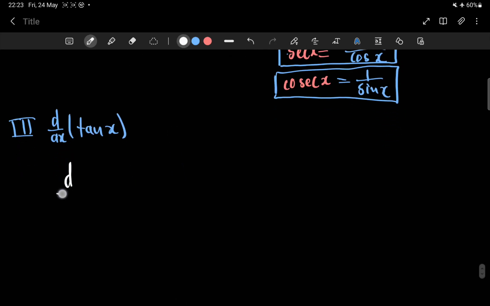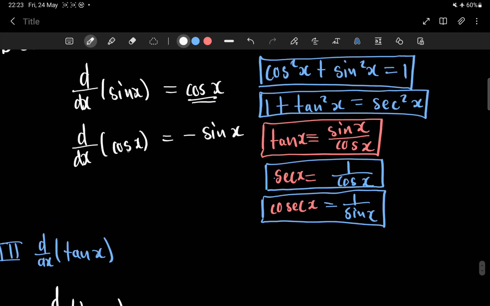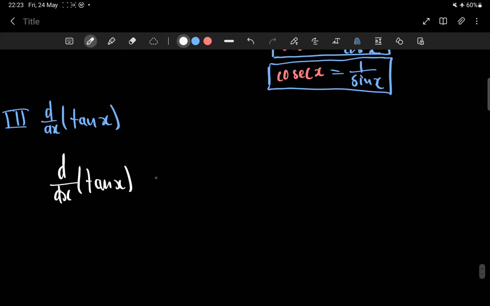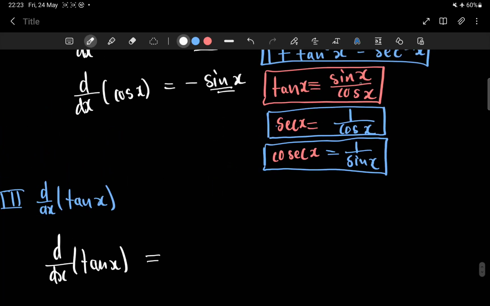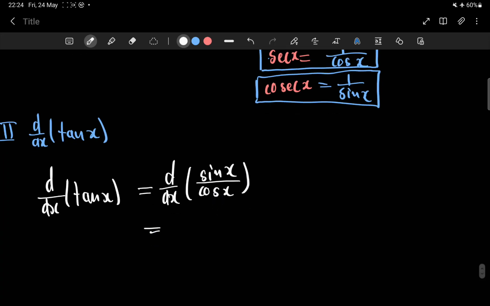We can say that d dx, the derivative of tan x, we have the derivative of sine. We know it is cos. The derivative of cos, we know it's negative sine. So we want to get for tan. The derivative of tan is, we know what tan is. Tan is sine x over cos x. So we can say this is the derivative of sine x over cos x. Which is, now, if I want to do the derivative of this, okay, I'm going to go ahead of myself.